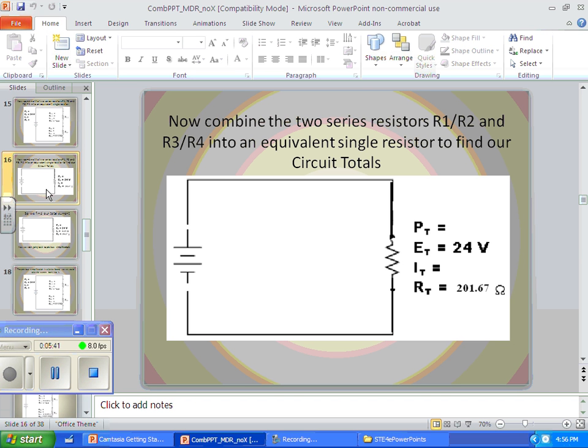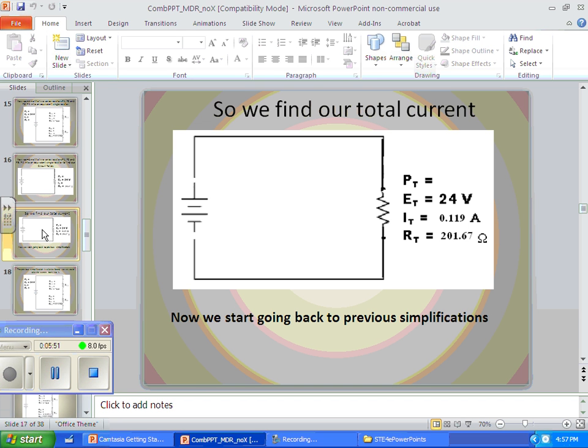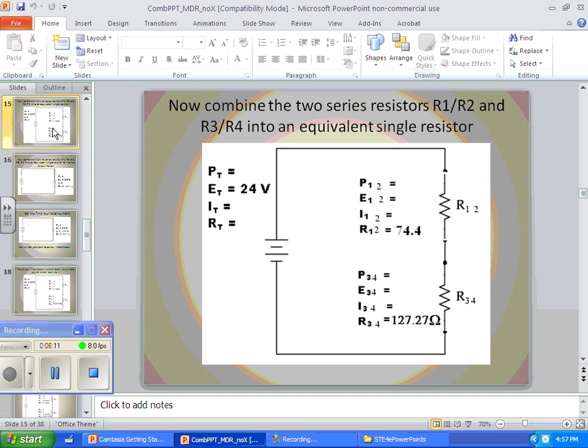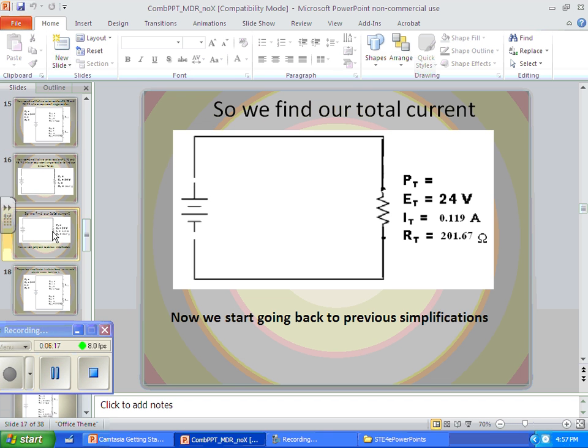Now let's assume that we have, because we had that information in the very first slide, 24 volt total supply, right? So now we can find our current. Okay? So if we divide 24 by 201.67, we find that we have a 0.119 amp current flow in the total circuit. Is that correct? So now, knowing that our last simplification was a series branch, remember that? This one back here, that's series, isn't it?